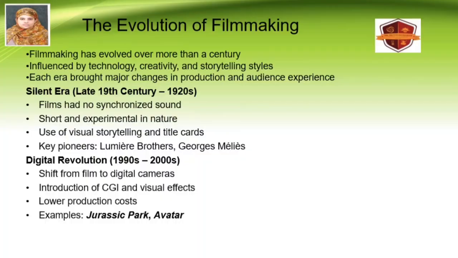Next is the 2000s. It is called the digital revolution. Then CGI, computer-generated imagery, was introduced for making films. For example, Jurassic Park and Avatar are films which were digitalized.